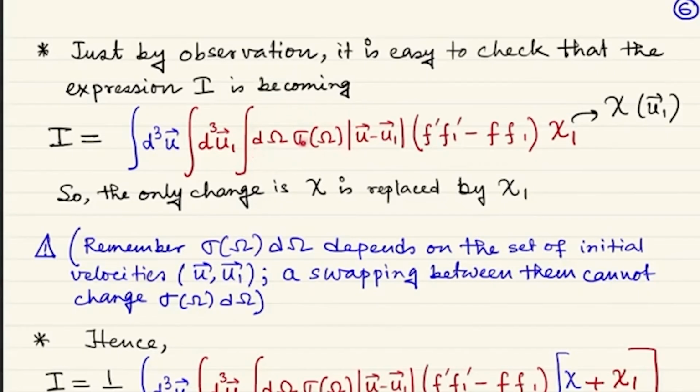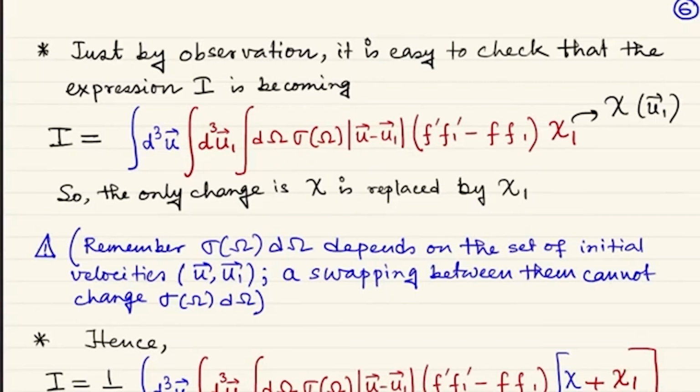This one will also not change, because, if you remember the previous discussion, it depends on the set of initial velocities u and u1. So a swapping between them cannot change sigma omega d omega. Remember, when we were deriving the collision integral, we talked about this.